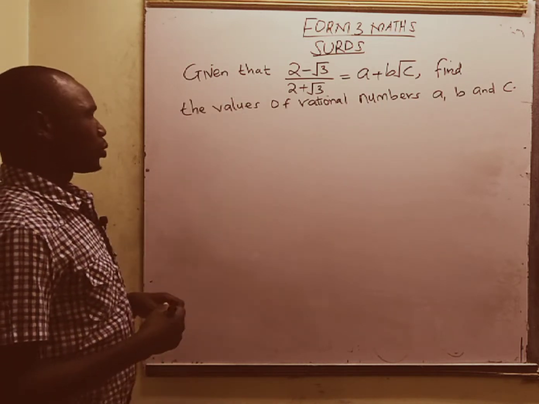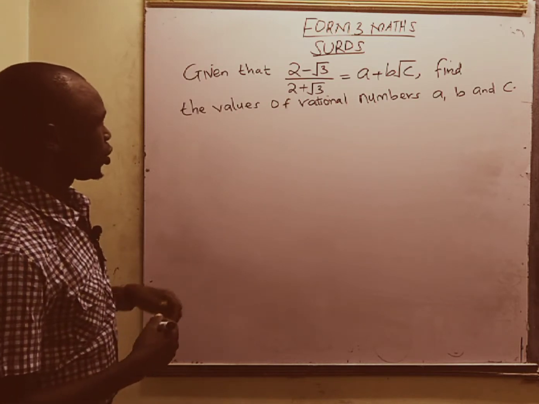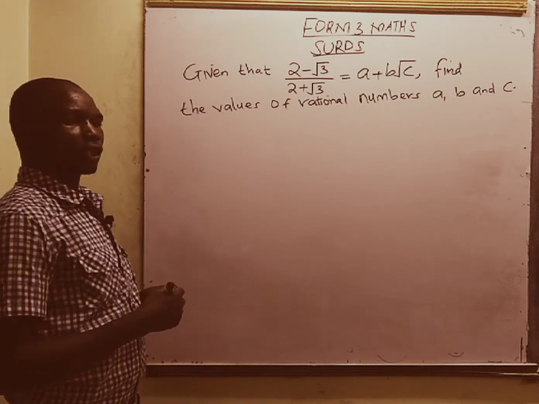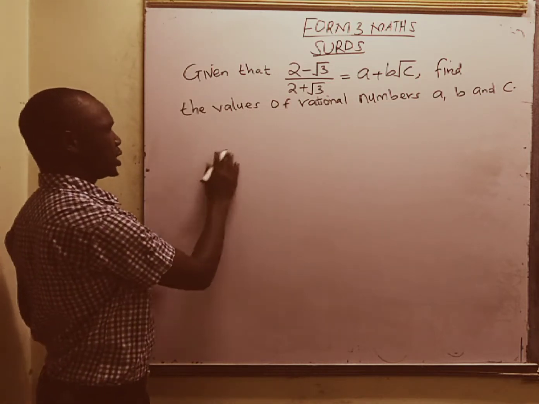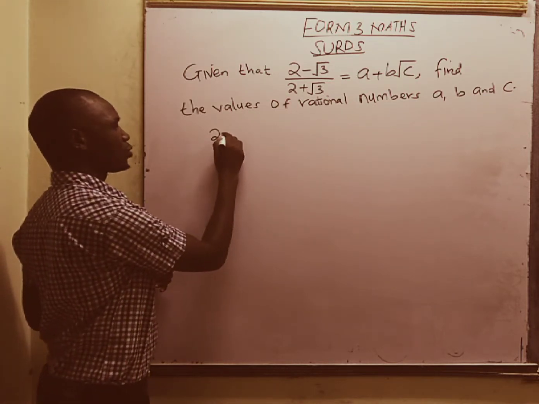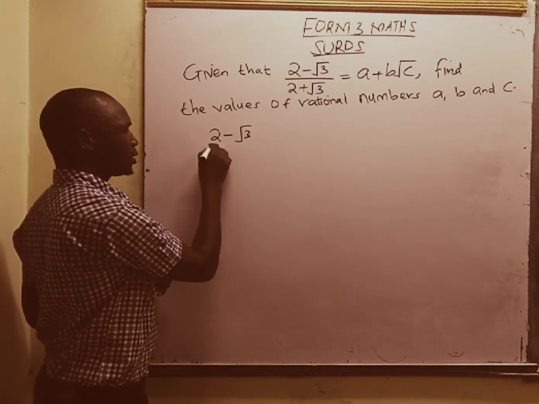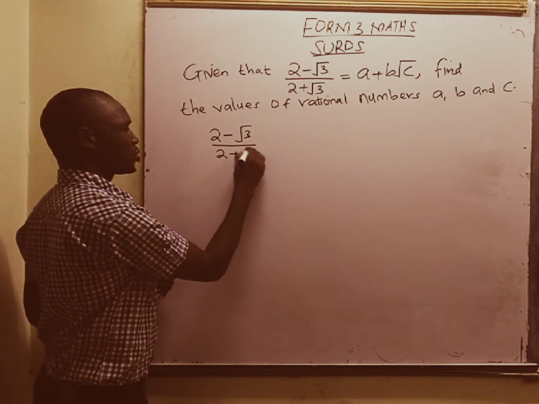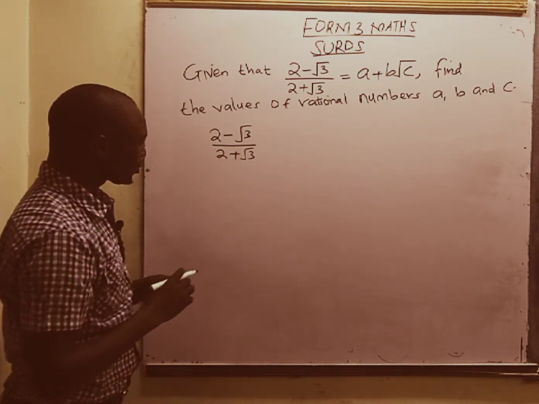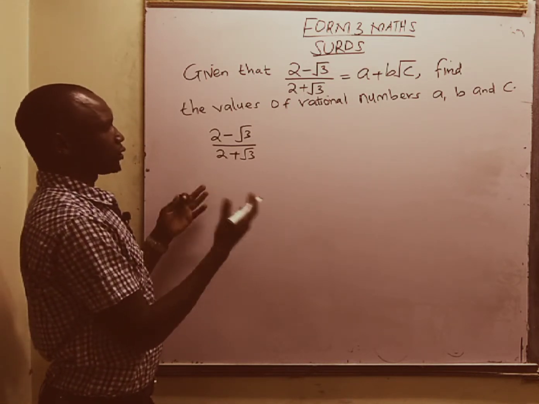If you get a question involving surds and it is a fraction, you work out the question by rationalizing the denominator. Let us bring the question down the way it is. That is, we are going to have 2 minus the root of 3, then you divide by 2 plus the root of 3. That is how the question is. So to work out this question, it is very simple.